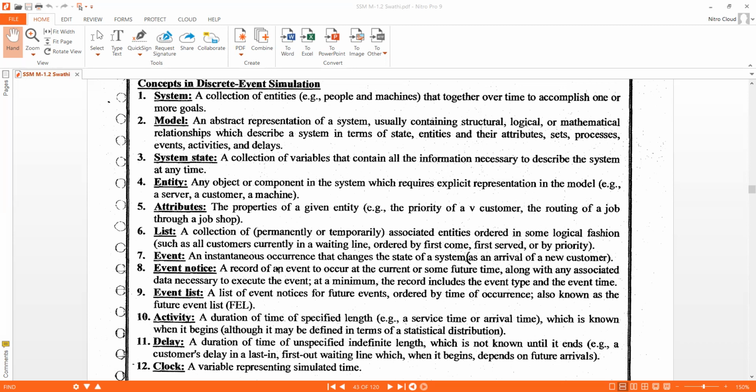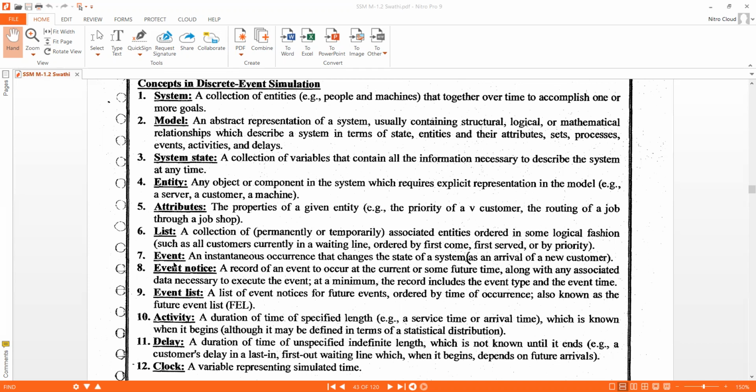It can be ascending or descending order, for example, all customers currently waiting in line, ordered by first come first serve, or ordered by priority. The list of associated entities will be ordered in the form of a list here. A list is a collection of associated entities ordered in some logical fashion, such as first come first serve, priority based ordering, ascending order or descending order. That is a list.